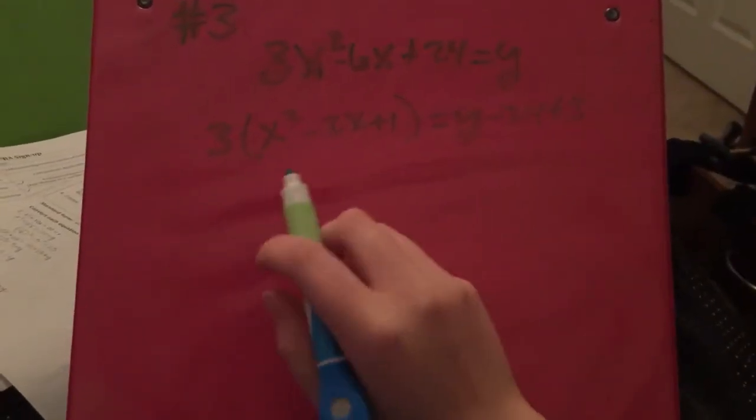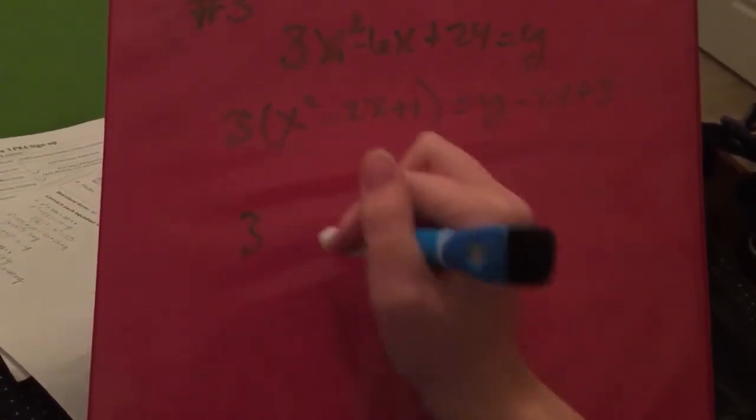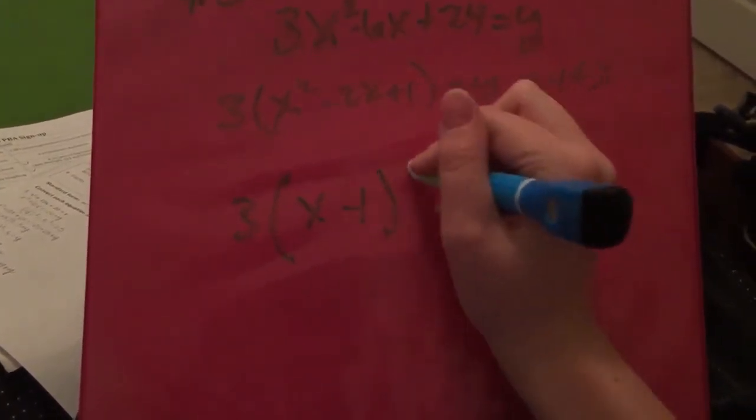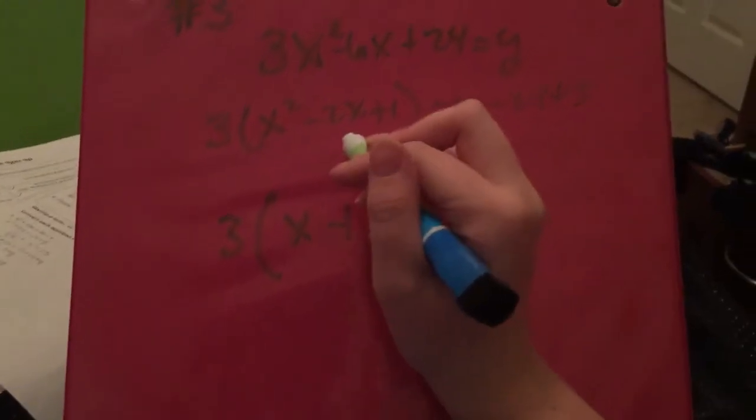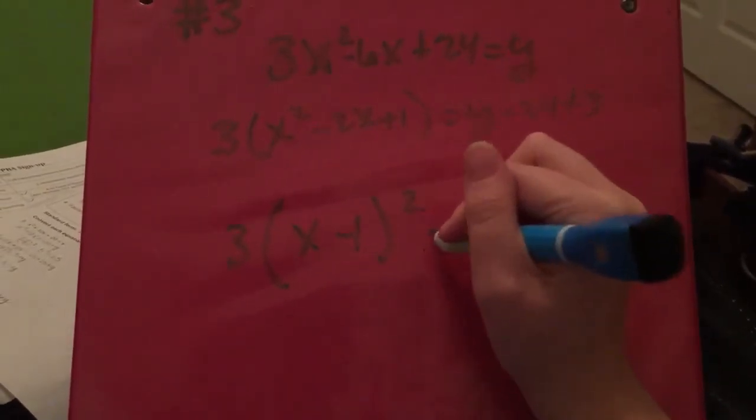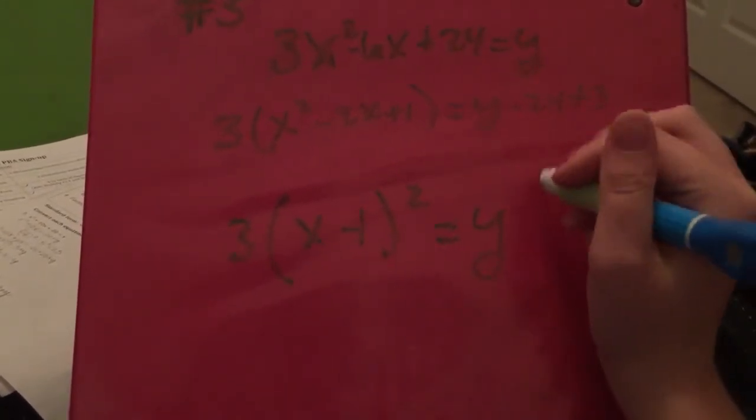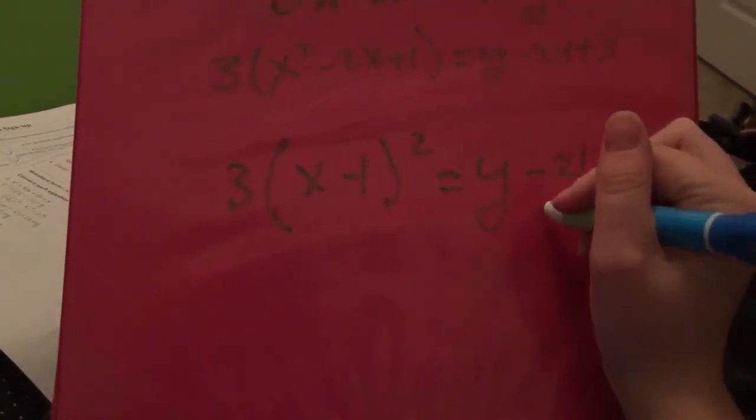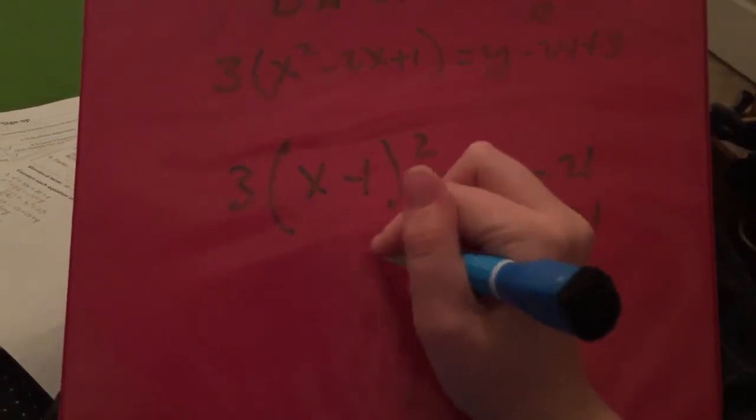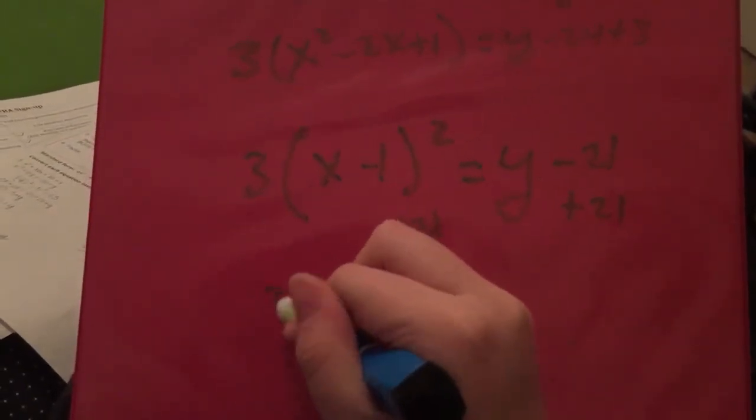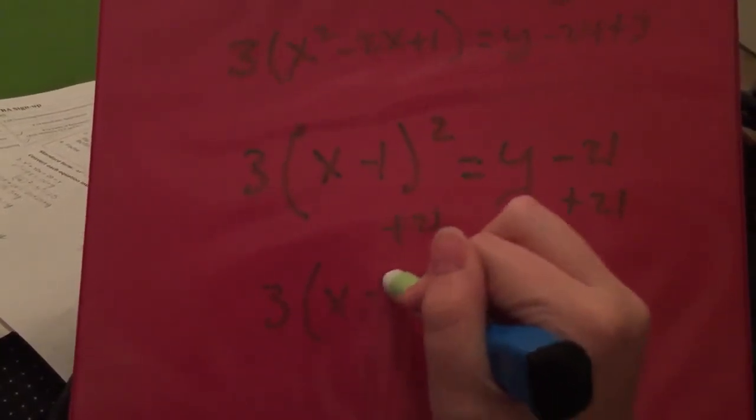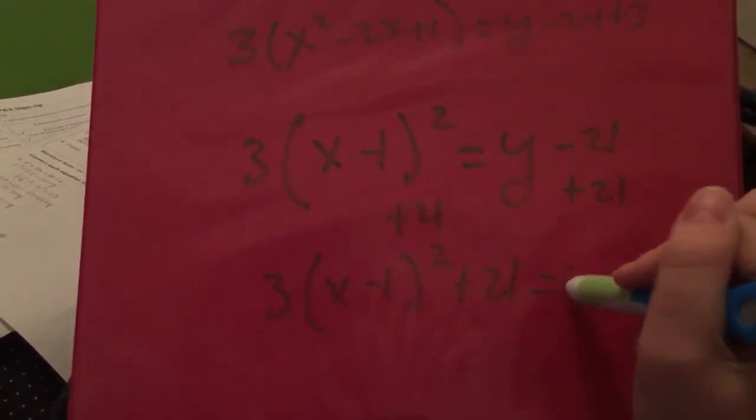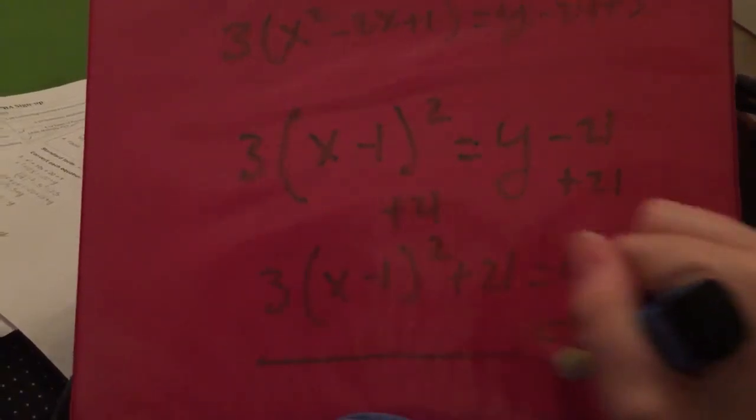Okay, now we're going to factor the left side. So you'll keep the 3 on the outside and get x minus 1 squared. Remember, this is the number you got when you divided the b by 2. And then on the right side, you'll combine like terms to get y minus 21. And then you'll just add this 21 back over to the left side to get 3 times x minus 1 squared plus 21 equals y to get your final answer.